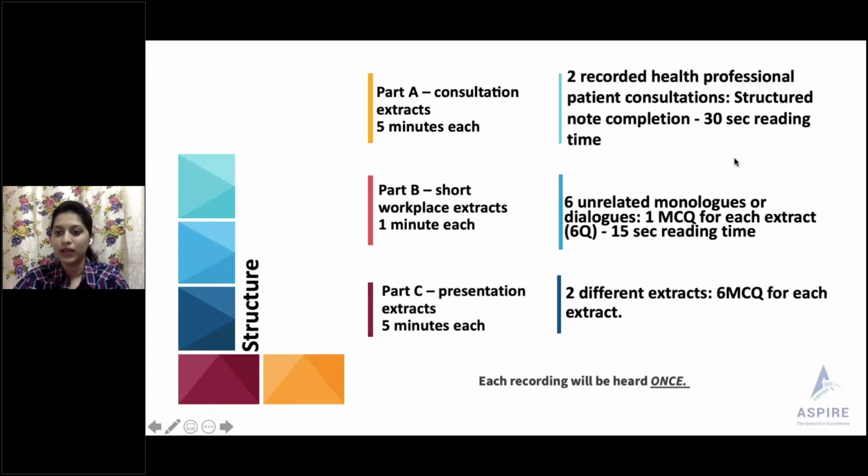Part B will have short workplace extracts. So they'll be about a minute long, and it will consist of 6 unrelated monologues or dialogues and one MCQ for each extract. So you'll basically hear a clip, and then you'll have one question with say a 3 choice or a 4 choice MCQ under the question. So for part B, you will have 15 seconds of reading time for each question.